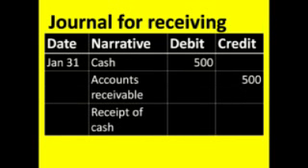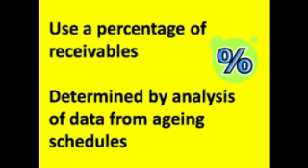The second entry is going to be a debit to the cash account and a credit to accounts receivable. We have increased the asset of cash and reduced the amount owed by debtors. How we determine the amount for doubtful debtors can vary. Typically, it is expressed as a percentage of receivables. The percentage is determined by analysis of data from aging schedules.